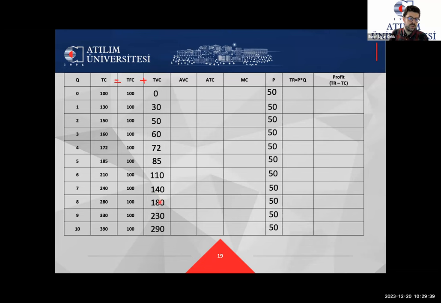Okay. Then average variable cost: total variable cost divided by quantity. So the first one is undefined. 30 divided by 1, 50 divided by 2, 60 divided by 3. It's going to go like that. Average total cost formula: total cost divided by quantity, or average fixed cost plus average variable cost. Please check the previous slides for the formulas and you should memorize them. So 100 divided by 0 is undefined. 130 divided by 1, it's going to go like that.